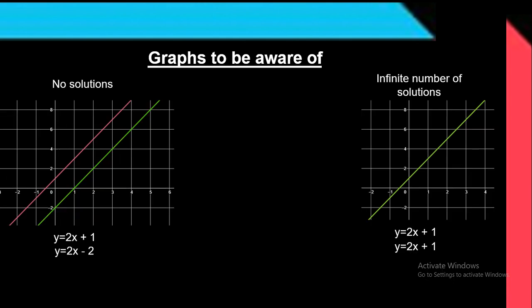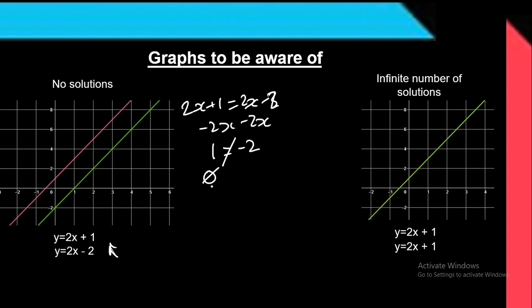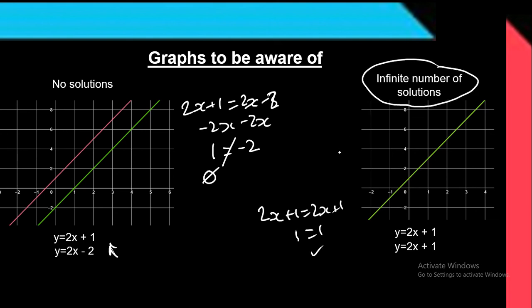So let's look at that in a little bit more detail. Let's say, for example, I use the substitution method for no solutions. We will have 2x plus 1 equals 2x minus 2. If I subtract 2x from both sides, I'll be left with 1 equals negative 2, which we know doesn't work. So we say it is no solution. If I take this equation at the side, if I write 2x plus 1 equals 2x plus 1, well, that is right. If I minus 2x from both sides, I'll be left with 1 equals 1, which again is fine. That means it is an infinite number of solutions.